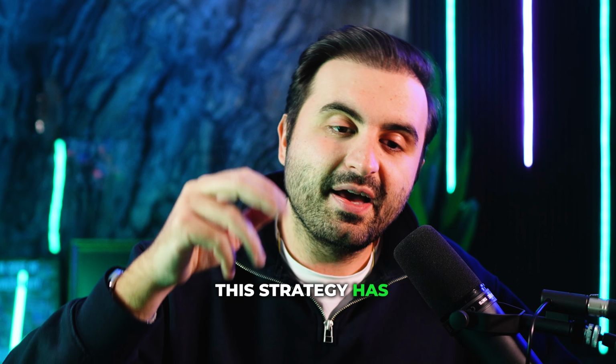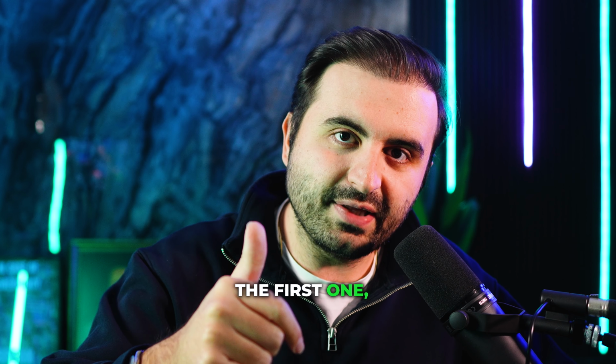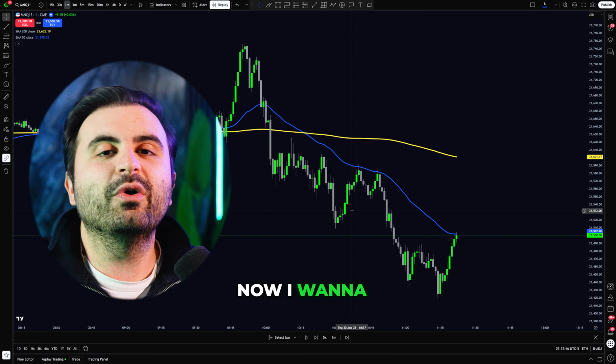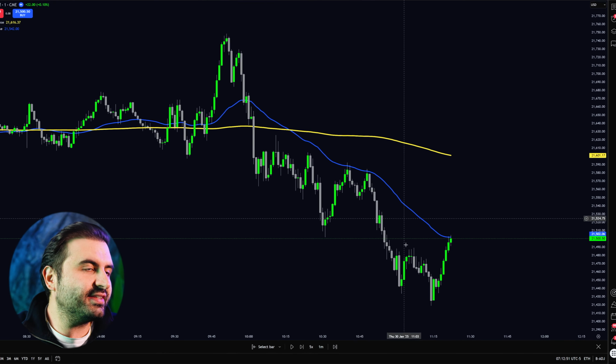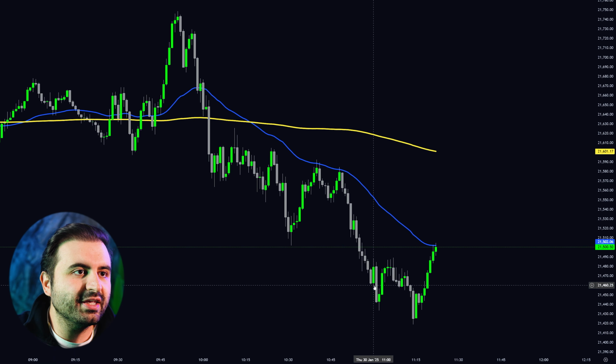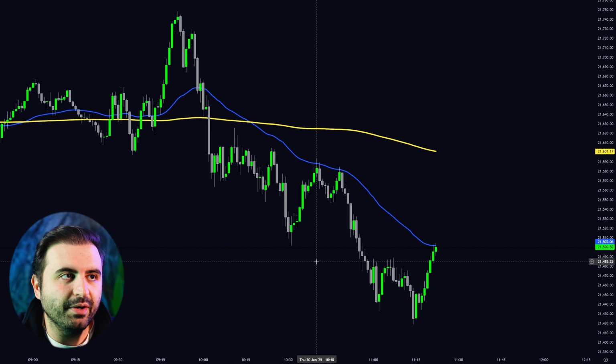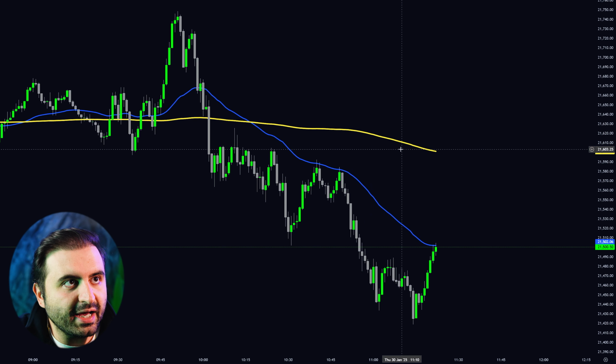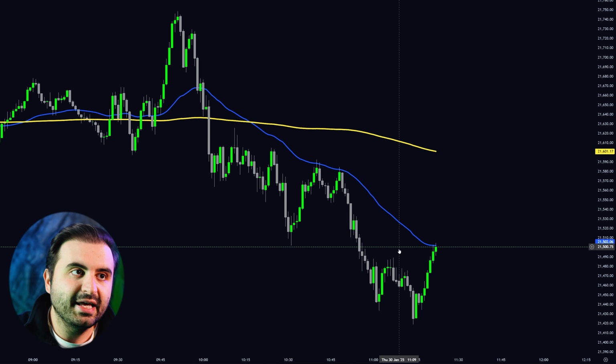This strategy has 2 rules. The first one, you need to be patient. The second one, now I want to show you on my chart. This is the Nasdaq futures. I'm trading on the 1 minute time frame. So this blue line is the 50 EMA. This yellow line is the 200 SMA.